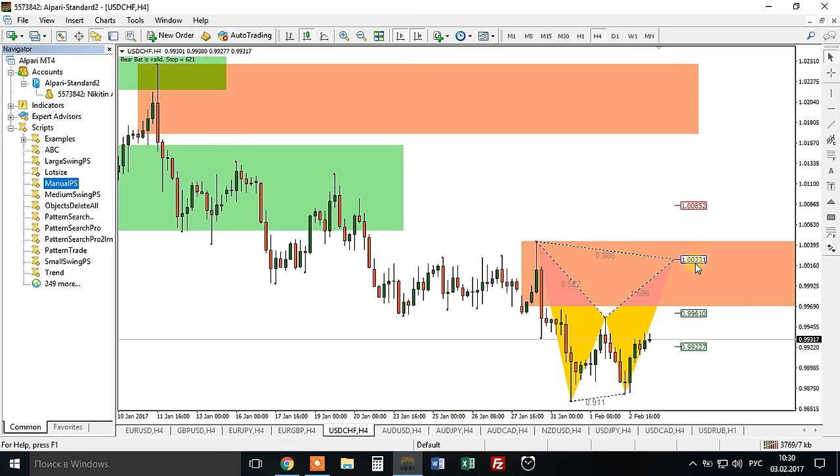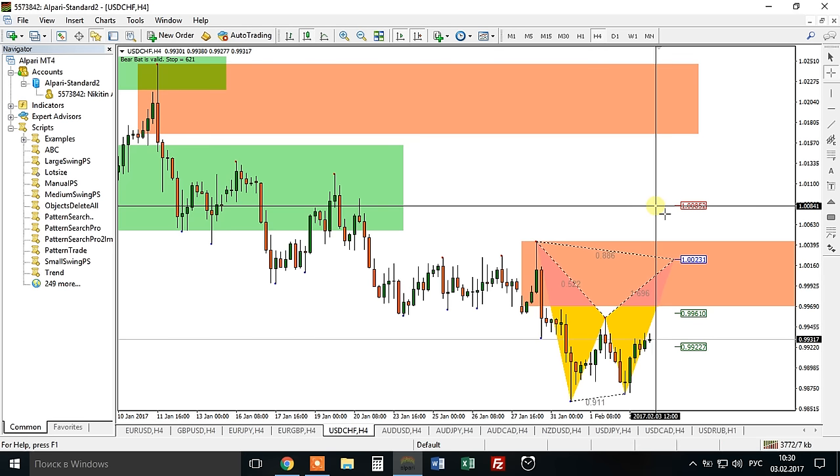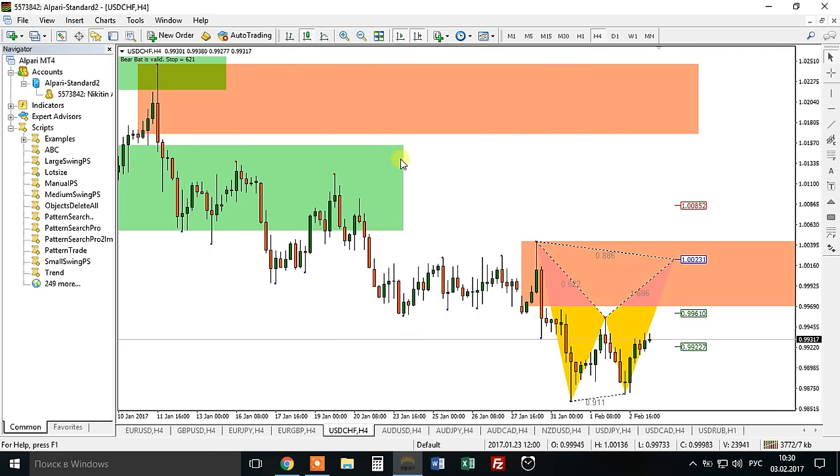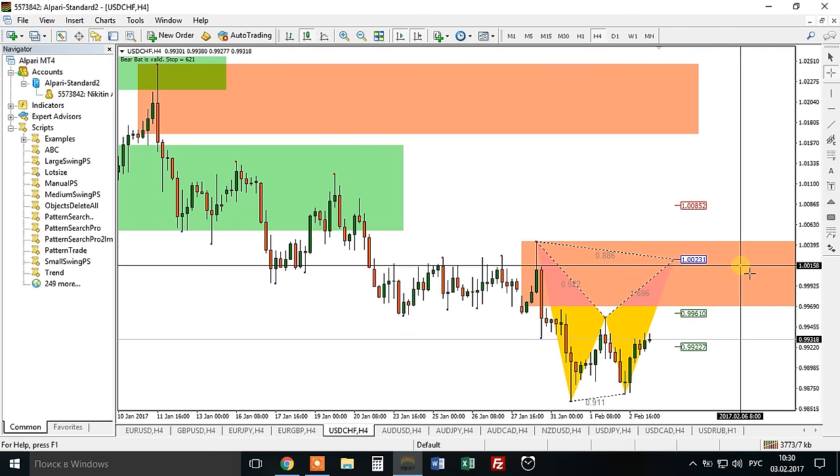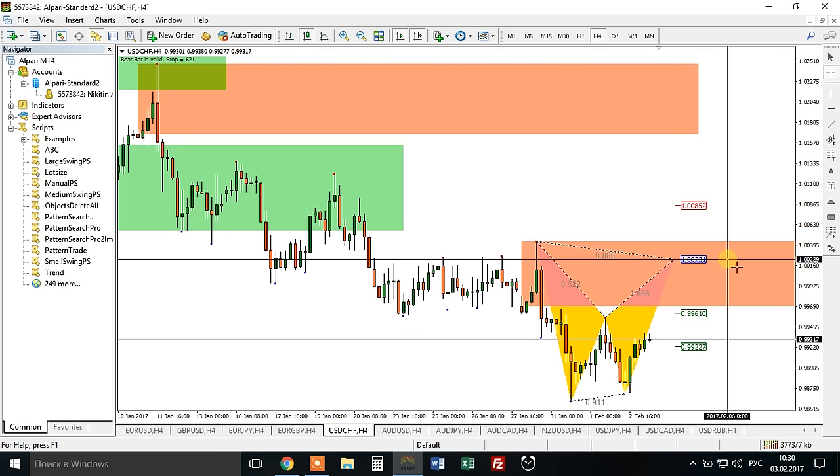So the entry for this bearish bat is 1.0023. So we have 23 pips higher than the parity number. Well, and this gives us a nice risk to reward ratio. We are risking 62 pips to generate 100 pips. Well, this is the opportunity I'm looking at. Advanced pattern formations are extremely good, especially if they are combined with support and resistance zones.